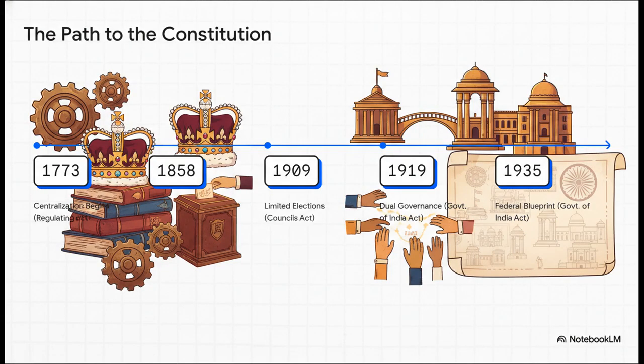So let's just do a quick flyby of the journey we've taken. We started in 1773 when centralization began. Then in 1858, the Crown took direct control. In 1909, we saw the first limited elections. 1919 brought the experiment of dual governance. And it all led up to 1935 with the final federal blueprint. You can see how each act was a critical step, building on the last one.